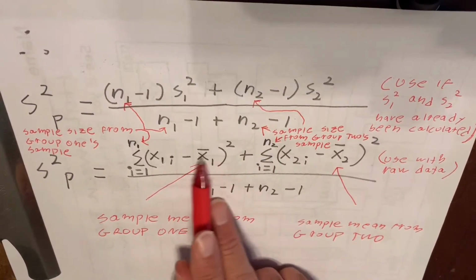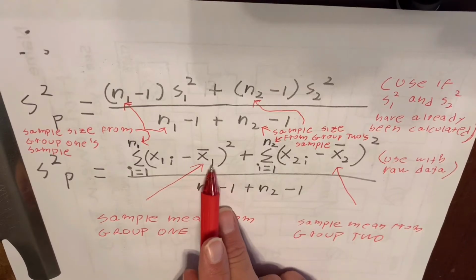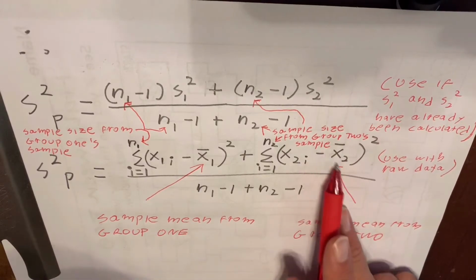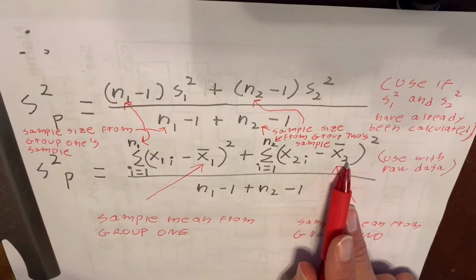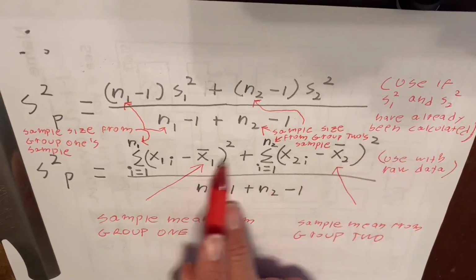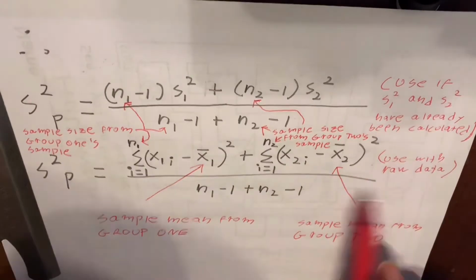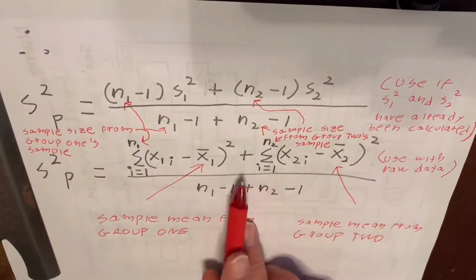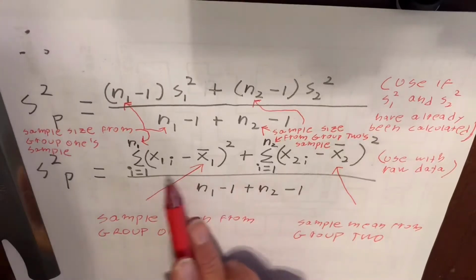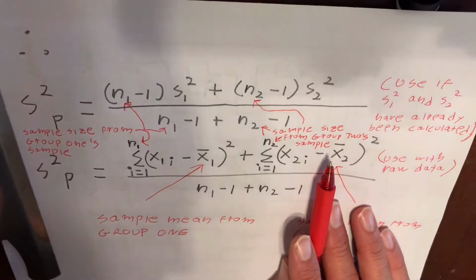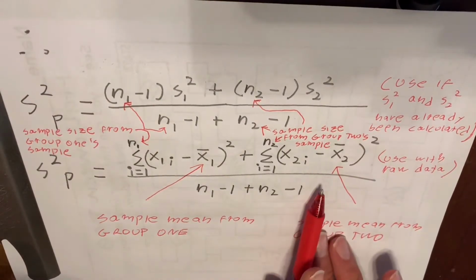This here is the sample mean from the first group. That's why there's a subscript 1. This here is the sample mean from the second group. That's why there's a subscript 2. And we square all these deviations to get the sums of squares. And you would only use this formula if your professor gives you raw data and really wants to see that attention to detail thing where you actually do it with raw data.